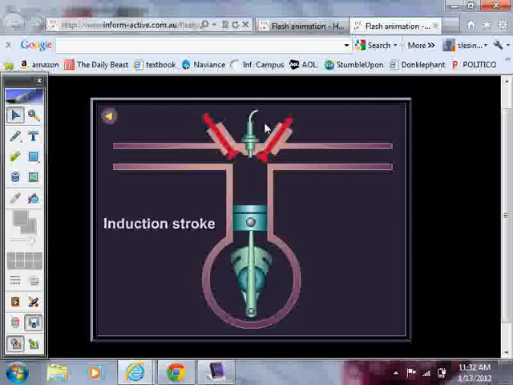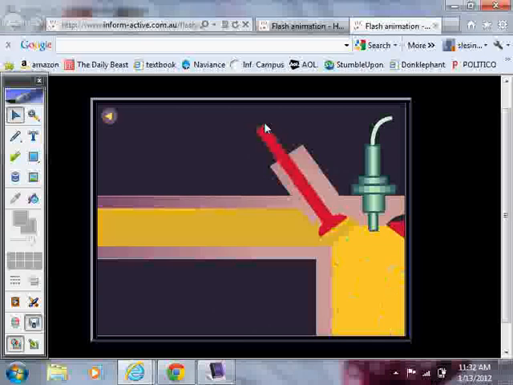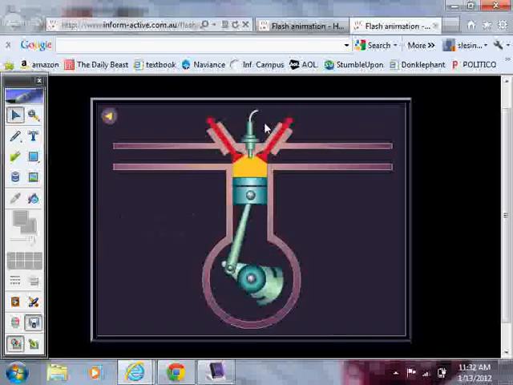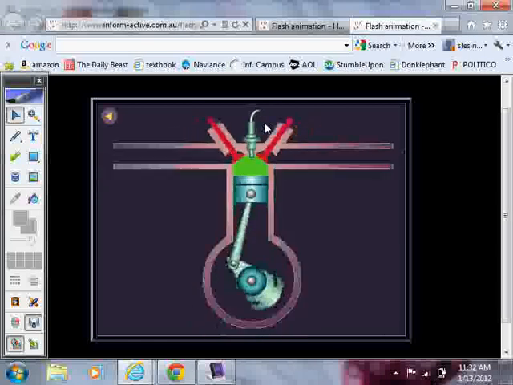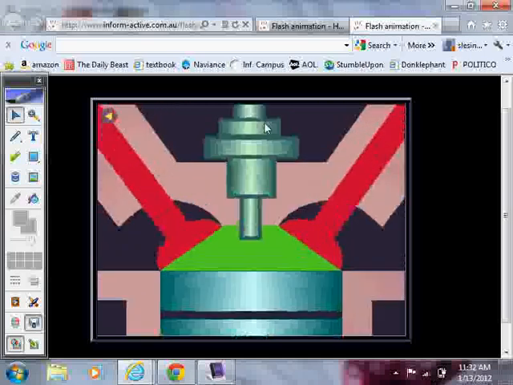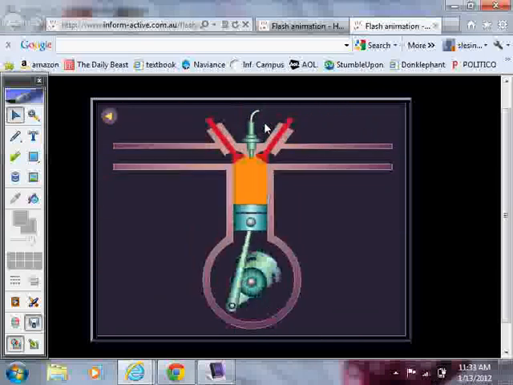Okay, step one, the induction stroke. All the gasoline and the oxygen is brought in. Step two, the compression stroke. The piston squeezes that stuff, so it's higher pressure. Step three, spark plug goes off. Boom, explosion. Power stroke. Pushes that piston down really hard.